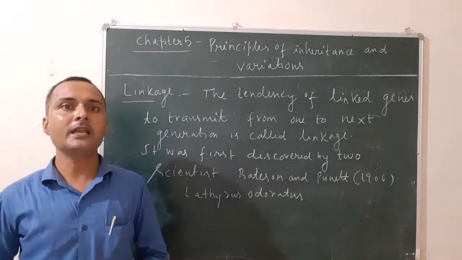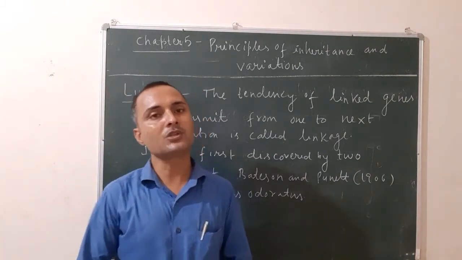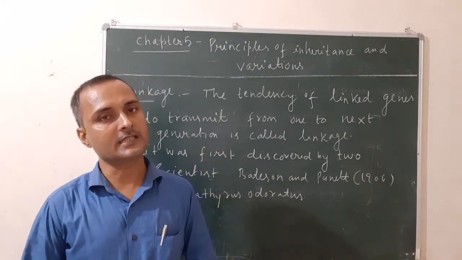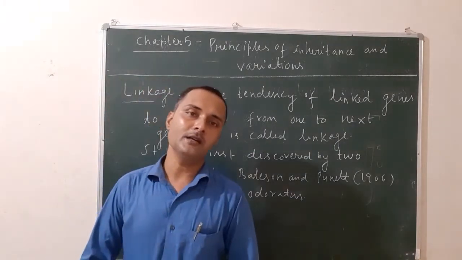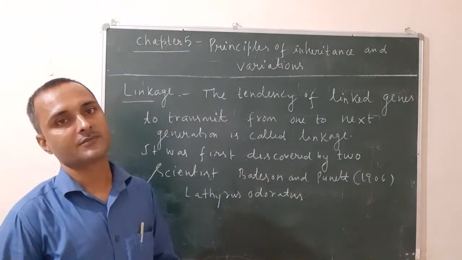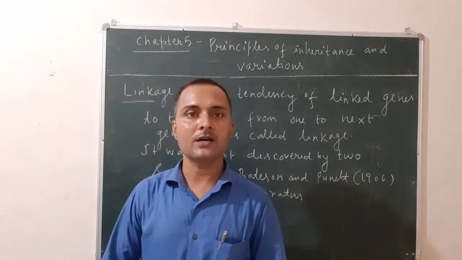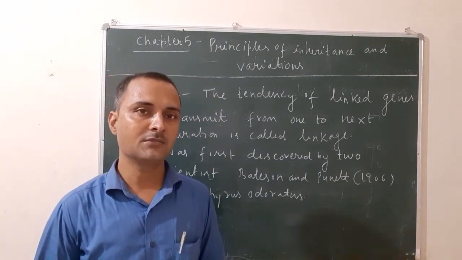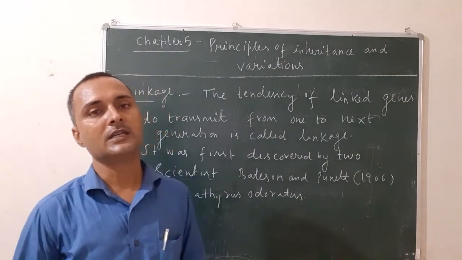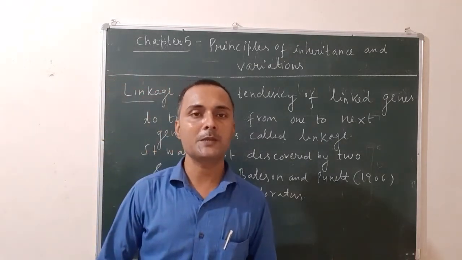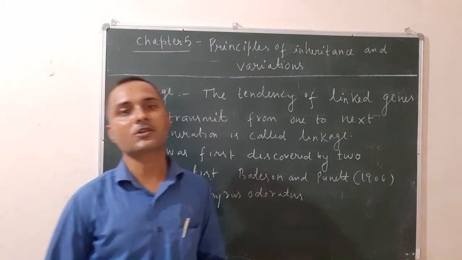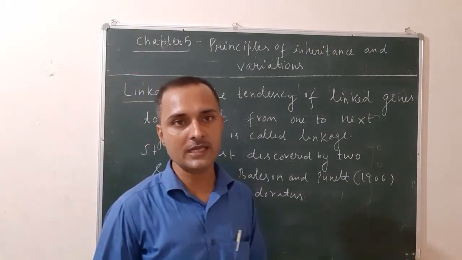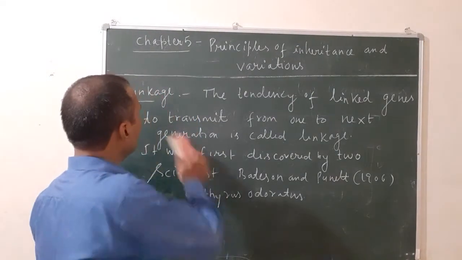Once again, linkage was first discovered by two scientists, Bateson and Punnett, in the year 1906 in the plant Lathyrus odoratus, and the phenomenon of linkage was experimentally proved by Thomas Hunt Morgan, also known as T.H. Morgan, using the experimental organism Drosophila melanogaster, commonly known as the fruit fly. So this is all about linkage.